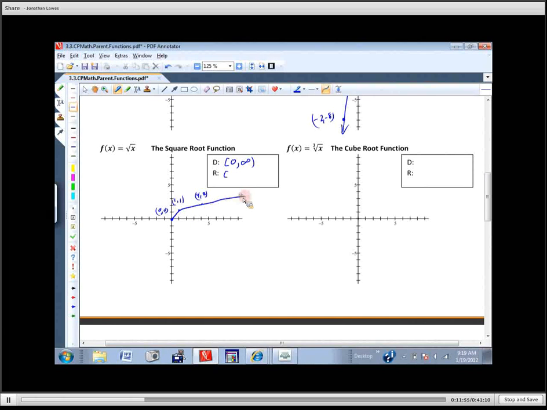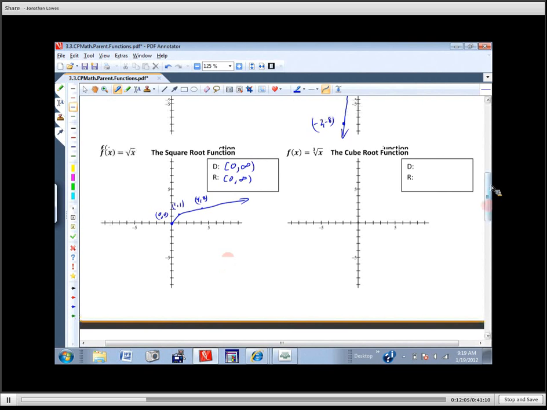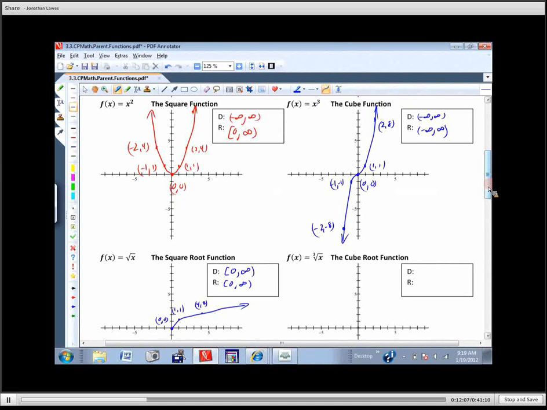If you had to describe this, by the way, the range is from 0 to infinity also. If you had to describe that, what does it look like? Yep, half of a parabola flipped over. It's the top half of a sideways parabola. That's exactly what it is. And notice what we've got here. Look at these points: (0, 0), (1, 1), and (4, 2). These are just kind of like the x's and y's have been switched. We'll talk more about that when we get to inverses. But that is exactly what it is. It's the top half of a sideways parabola. Any questions?